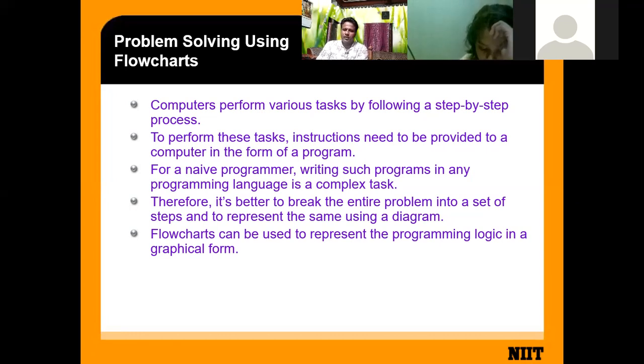Okay. Next, a computer performs various tasks by following a step-by-step process. To perform these tasks, instructions need to be provided to a computer in the form of a program. As we already know, a computer doesn't understand any kind of language, it only understands the 0 and 1 format. So giving instructions to the computer in 0 and 1 format is a very difficult task. So we take the help of a programming language.